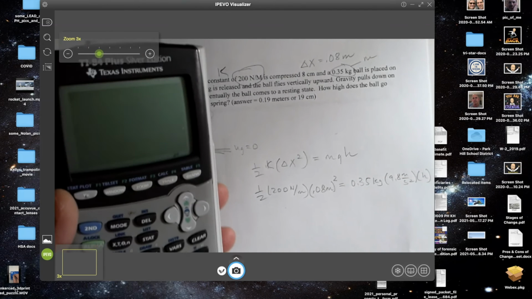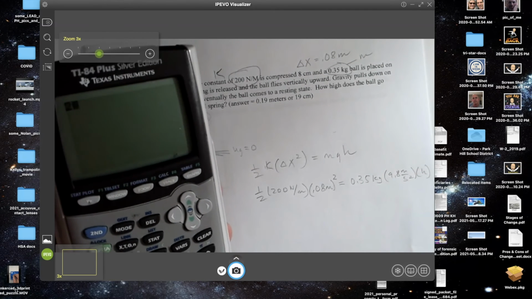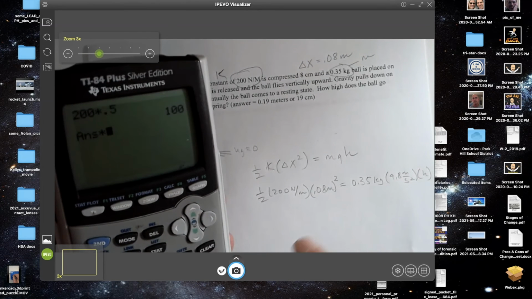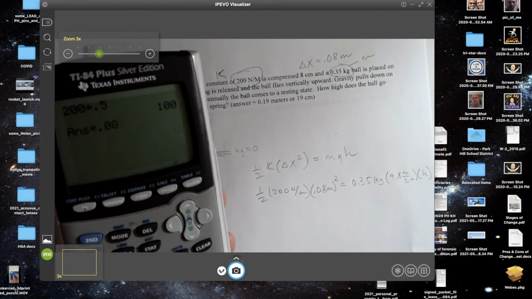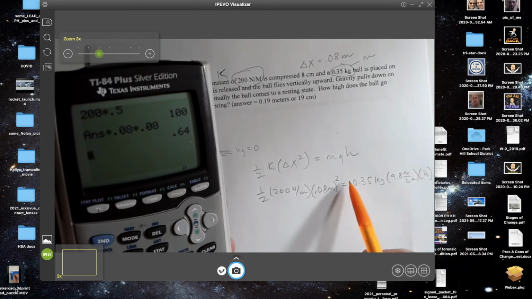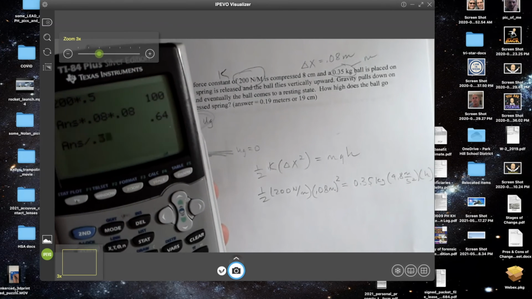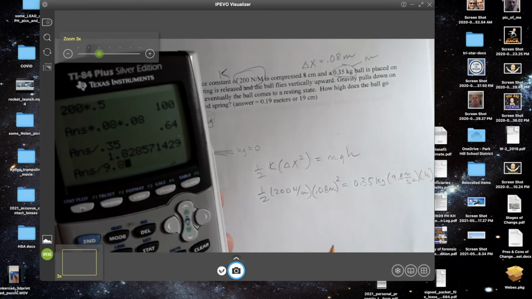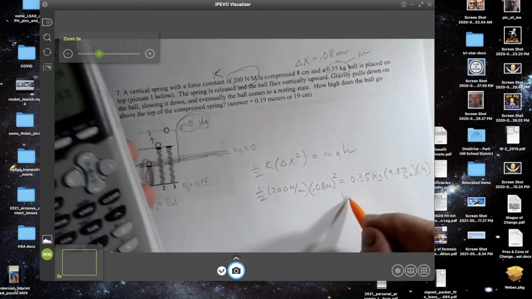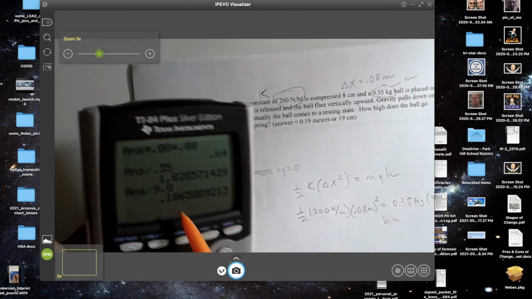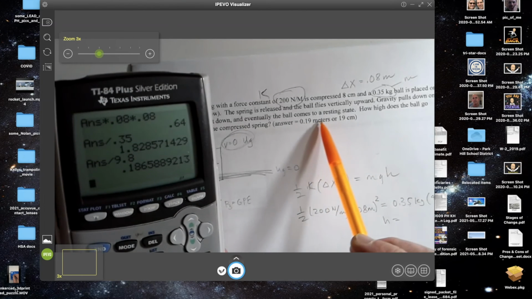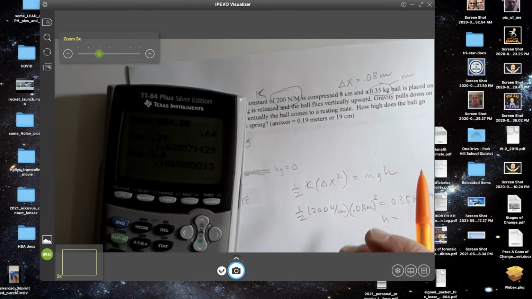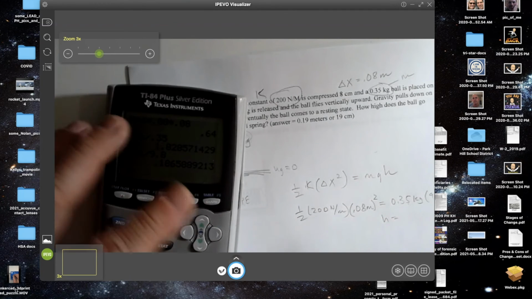My batteries are running low on this calculator. So 1/2 or 200 times 1/2 times 0.08 times 0.08. Okay. I'm going to divide it by 0.35, divided by 9.8. And we get an h of about 0.1865, or 0.19 meters. That's about 19 centimeters or so. So the ball goes up about that far.